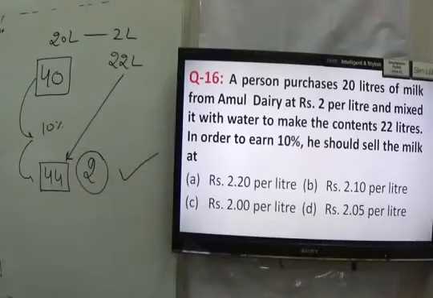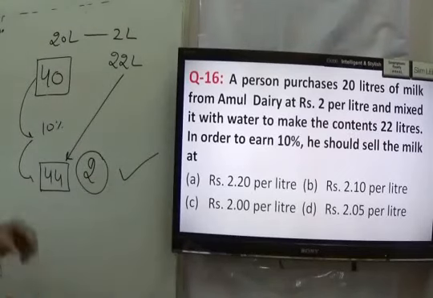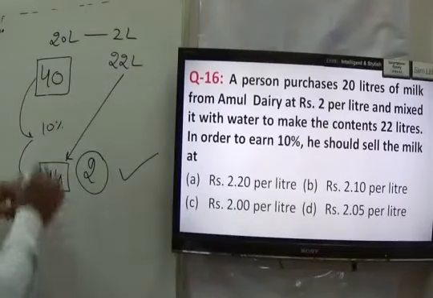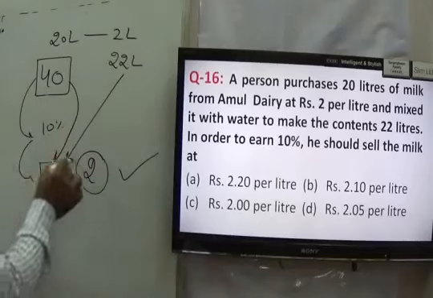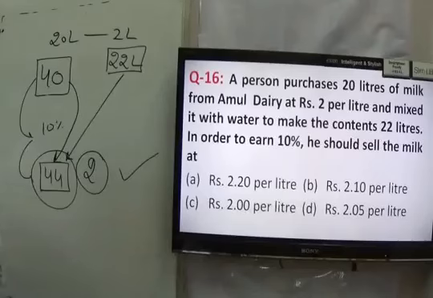That becomes your answer. Pay attention here once again. 20 liters is the total milk that the person has to sell, and the price is 2 per liter. It means 40 rupees is the cost price, and he adds 2 liters to it, because we know that water does not cost us anything. That means it is 22 liters. Now he wants a profit of 10%. It means he wants a profit of rupees 4. That gives 40 plus 4 is 44. The overall selling price is 44, and the quantity that is going to be sold is 22 liters. It means I can say that the selling price at which he should sell the mixture is rupees 2 per liter.